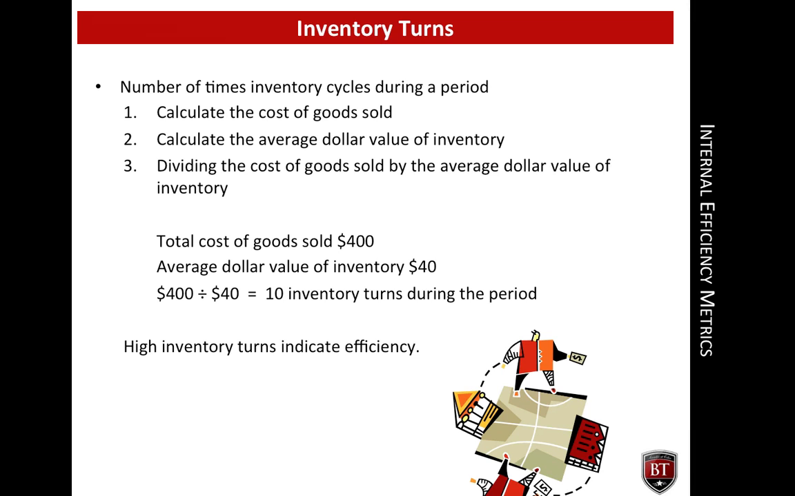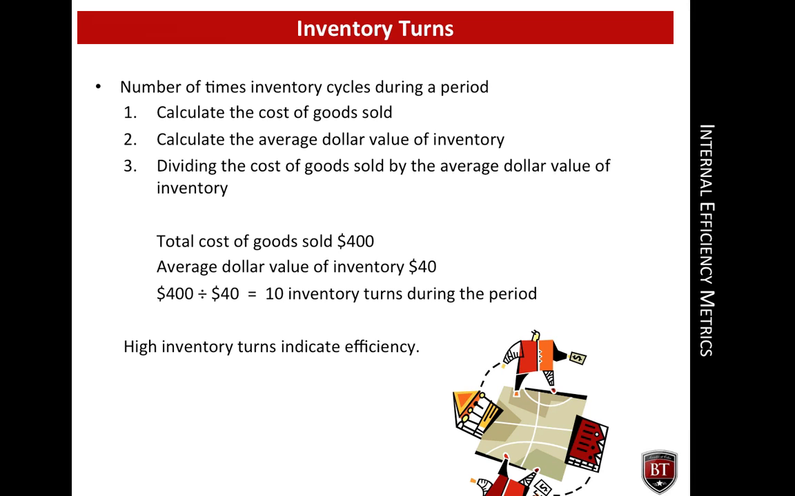One way to do this is to count the number of products sold and multiply the total by the cost to produce each one. Another way is to take the total dollar value of starting inventory, add the cost of production materials and supplies purchased in that period, and subtract the dollar value of the remaining inventory at the end of the period. 2. Calculate the average dollar value of inventory. And 3. Obtain the inventory turn ratio by dividing the cost of goods sold by the average cost of products in the inventory.